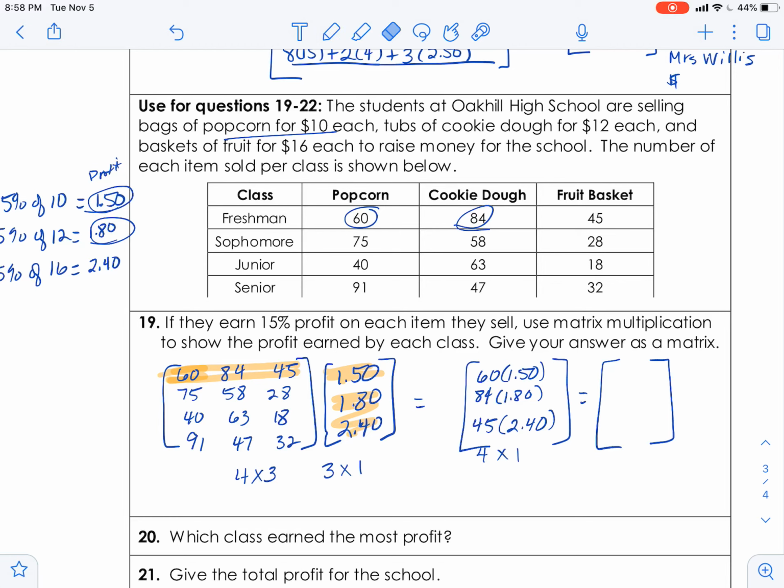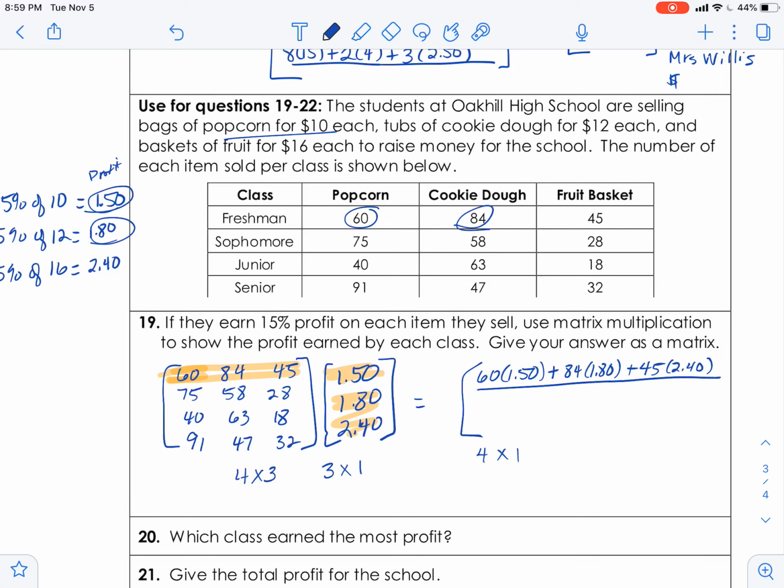Oops, sorry. I closed that up too fast, didn't I? I was doing it so I could multiply it, but I should write it this way so that it makes sense to you guys. There we go. So what we're looking at here is this amount would be for the freshman class. That's going to be how much the freshman class made.